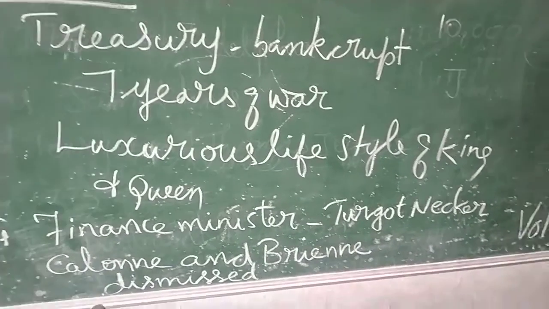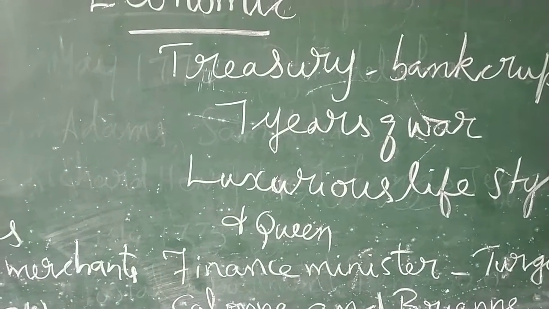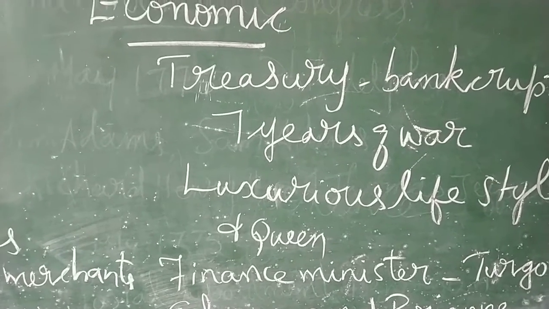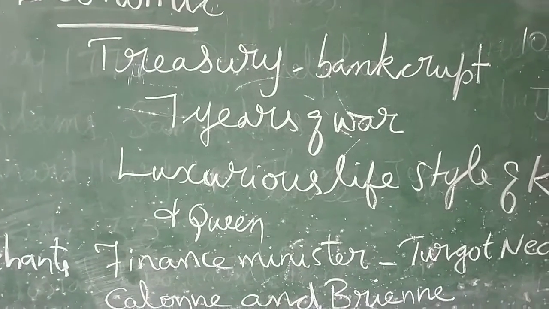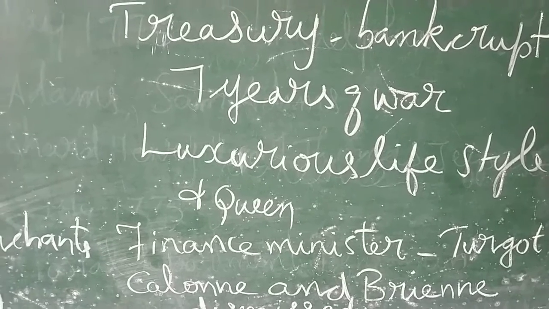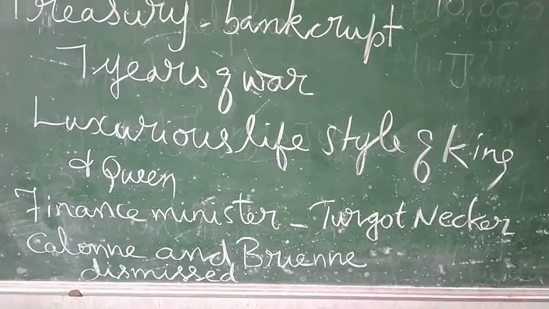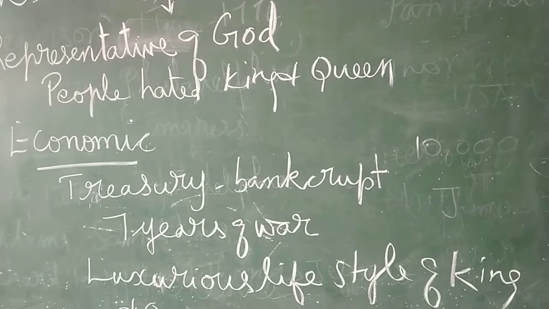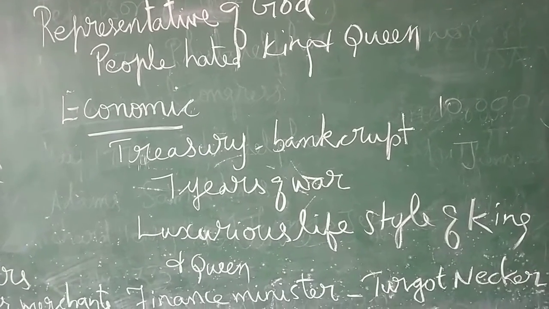The finance ministers Turgot, Necker, Calonne and Brienne, these three people gave the king a suggestion to reduce the tax for the peasants, and also to reduce their luxurious life. Luxurious expenditure had to be minimized. So they gave advice, but the king didn't support it, and the king dismissed these finance ministers from the court, because they supported the peasants. That meant half of the revenue was needed to pay for the loans.